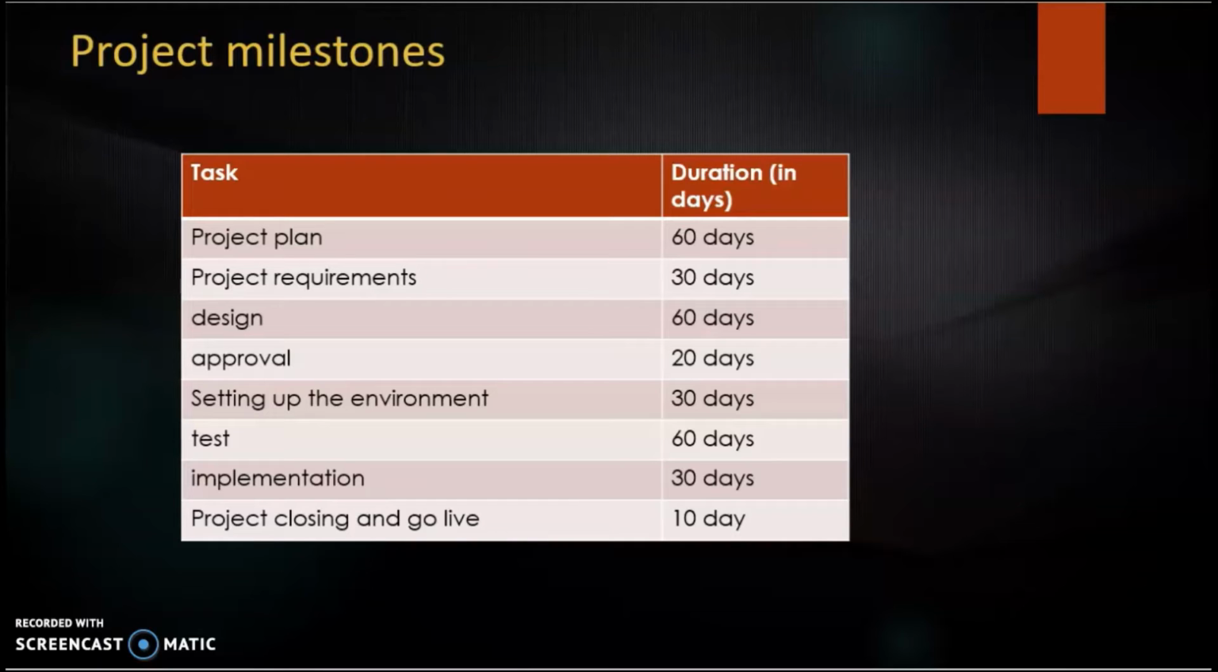Next step is the testing stage, where we have to test the project or the software which we have made, so we have given 60 days to test the project. Next stage is the implementation stage, and the estimated time period to implement the project is 30 days. The last and final stage is the project closing and go live. That means we are going live with the project, and the estimated time for that is 10 days. All these stages are explained clearly in the next page along with the work breakdown structure.